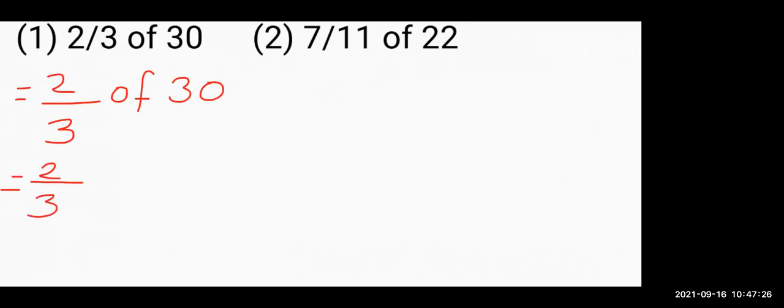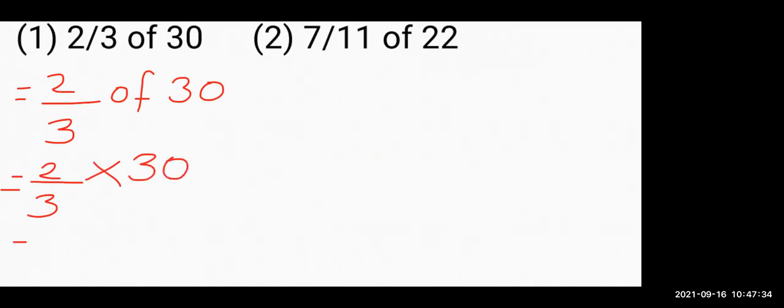Two upon 3 of 30. One more time you will write here 2 upon 3 of 30. Now here our first step will be this: of means it is multiplication. So 2 upon 3 will remain as it is. Of means multiplication, and 30 will remain as it is, 30.